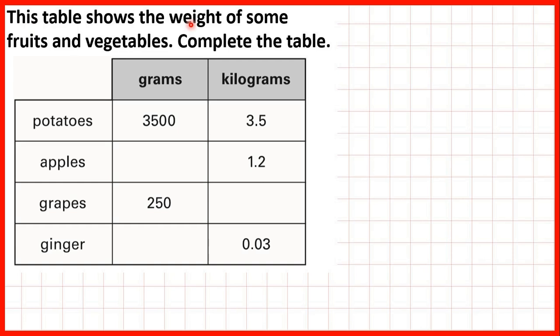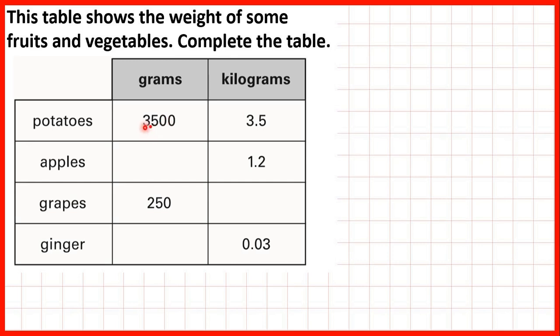This table shows the weight of some fruits and vegetables. Complete the table. So they've told us that 3,500 grams is the same as 3.5 kilograms. And that makes sense because we know that there are 1,000 grams in a kilogram. So to change grams into kilograms, we divide by 1,000. And the easiest way to do that is to imagine our decimal point at the end. And then we can divide by 1,000 by moving it 1, 2, 3 places.